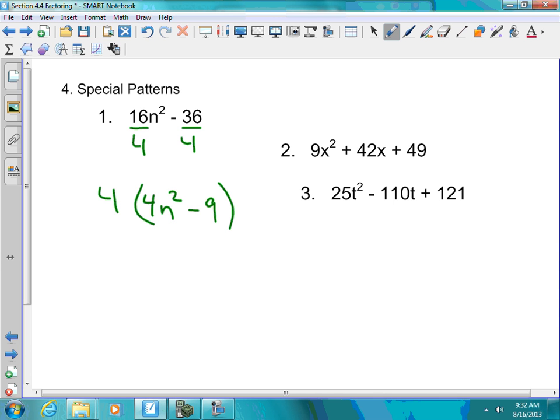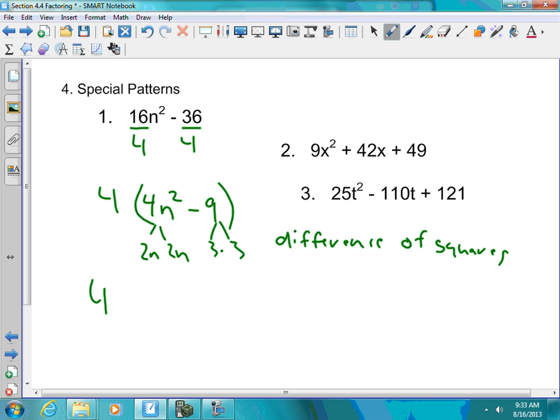9 and 4 do not have any common factors other than 1, so now I have to look for something else. When we had two terms like this being subtracted, we would think difference of squares pattern. And in fact, this is a difference of squares pattern. 4 is a perfect square, n squared is a perfect square. So what multiplies to make 4? Not 4, but 2. n times n is n squared, so 2n times 2n makes 4n squared. 9, 3 times 3 makes 9. So I can factor this into 4 times 2n plus 3 and 2n minus 3.